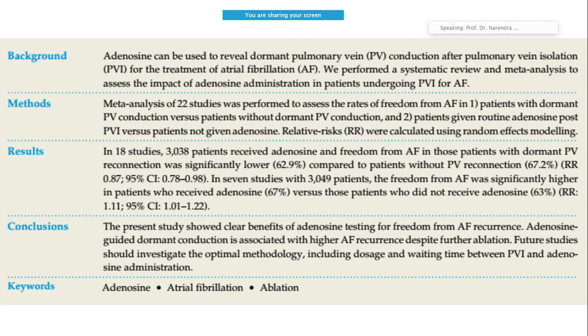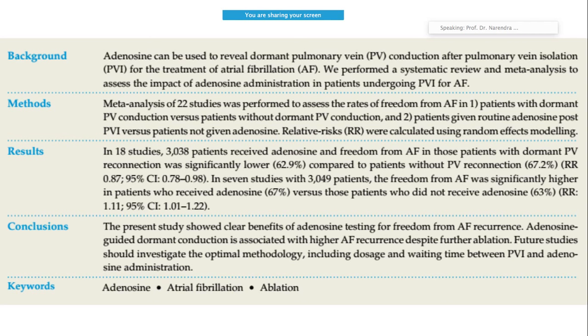So after you have written the title, what do you think of next? Now you know the journal as well. So what is the next thing you are trying to focus upon? You are trying to focus upon the abstract. In the abstract, this journal had a particular style. You need to give the background. Background: adenosine is normally used for showing dormant pulmonary vein reconduction after pulmonary vein isolation for AF treatment. So a systematic review and meta-analysis was done to see the impact of adenosine administration in the patients who were undergoing pulmonary vein isolation for AF.